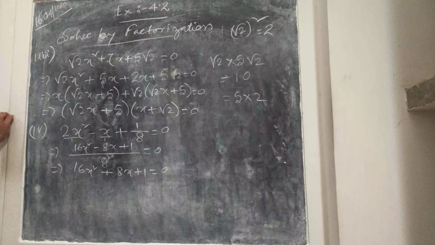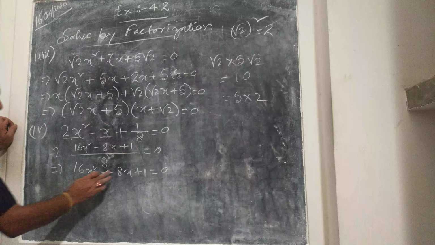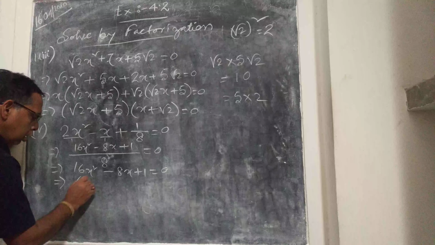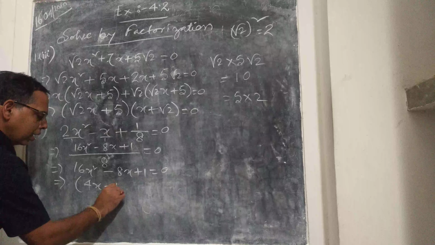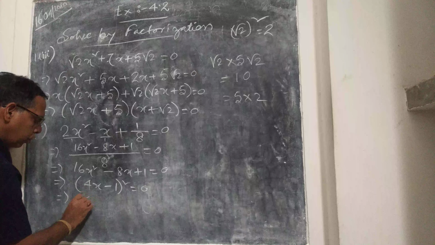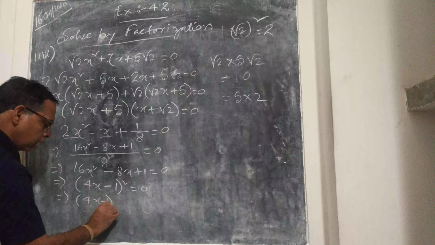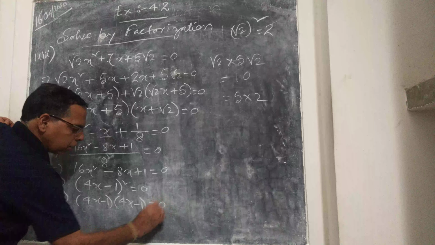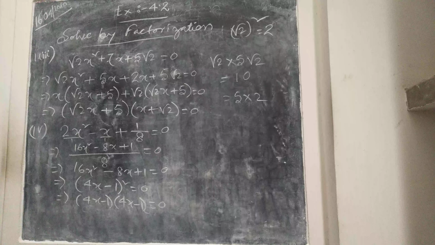Now they are asking to solve by factorization method. Now you see, this is also factorization method. Now if we will do by this method, that is 4x minus 1 whole square equal to 0 implies 4x minus 1, 4x minus 1. This is also factorization method.